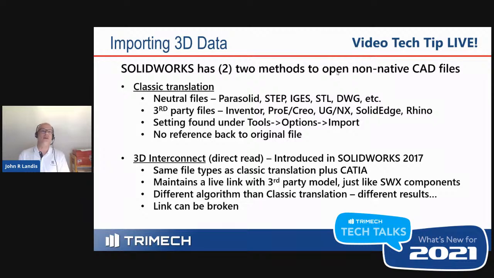You can bring in all the same file types as you can with the classic translation, including CATIA models in the professional bundle, the premium bundle of SOLIDWORKS. But the difference is that it maintains a live link back to the third-party file, kind of like what we expect when we're working with native SOLIDWORKS files. And if you make a change or replace the neutral file or the native CAD file from a different CAD system, any downstream documents that use that geometry will update automatically, the same type of response that we expect from native SOLIDWORKS files. We now have that ability with importing 3D CAD data.